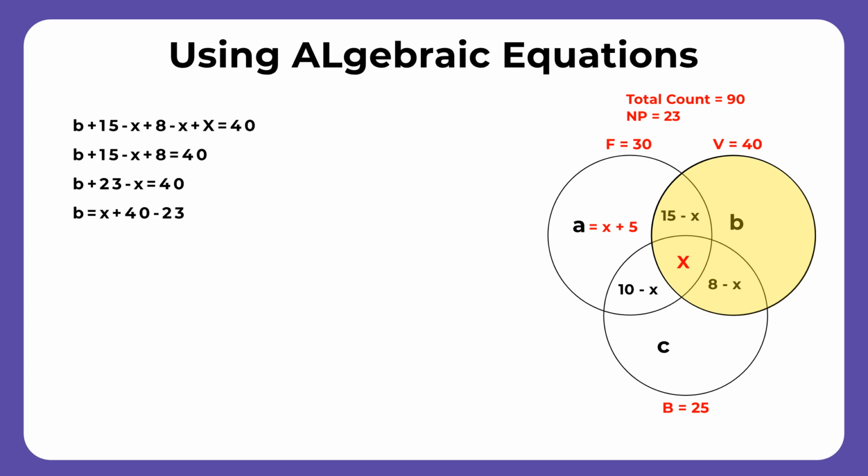B = x + 40 - 23. Now we have the value of B. B = x + 17.